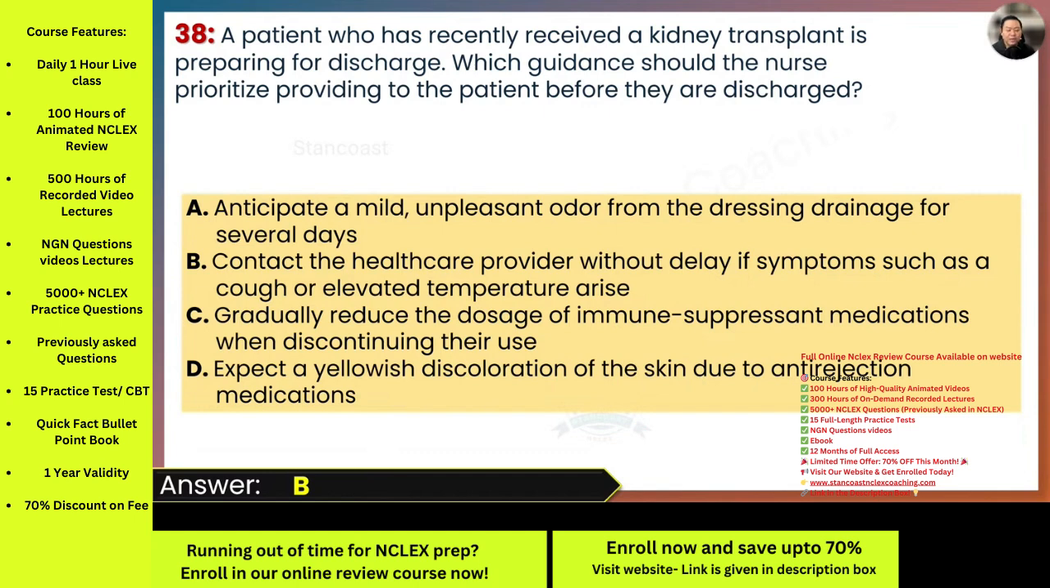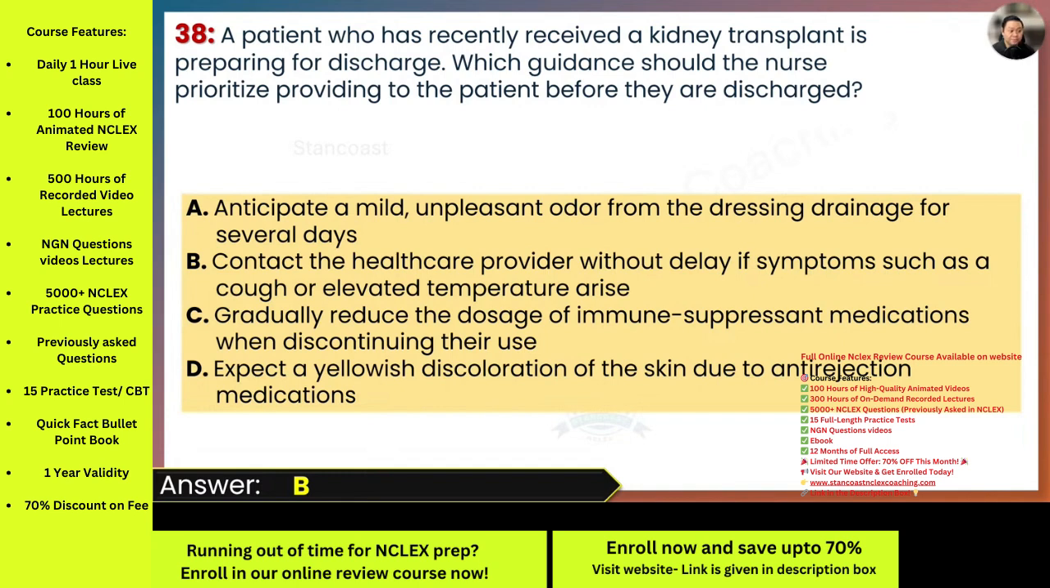Now, if they are going to have any symptoms of cough or, let's say, fever, again, those indicate that the client may have an infection, which can quickly become more serious in transplant patients, because the immune system is compromised. And so you have to educate the patient to contact the healthcare provider immediately to ensure that any infection is identified and treated before it becomes severe.